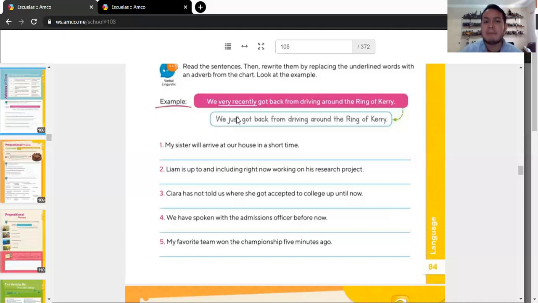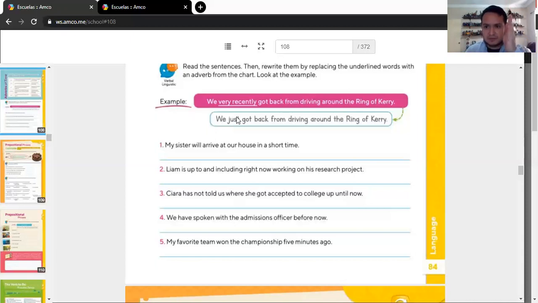It says, my sister will arrive at our house in a short time. My sister will arrive at our house in a short time. Like I told you, usually they follow that formula. Sometimes you can do it another way. For example, it says, my sister will arrive at our house in a short time. You can say, my sister will soon arrive.